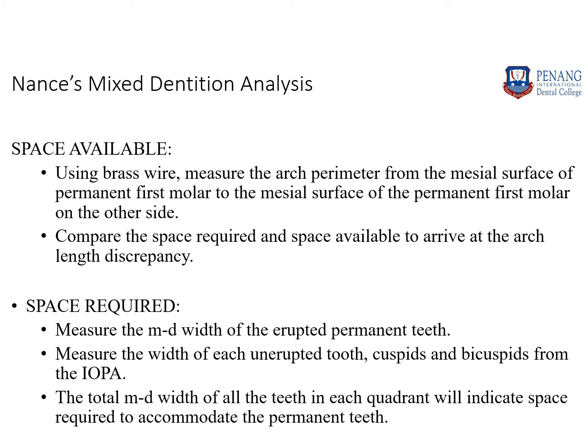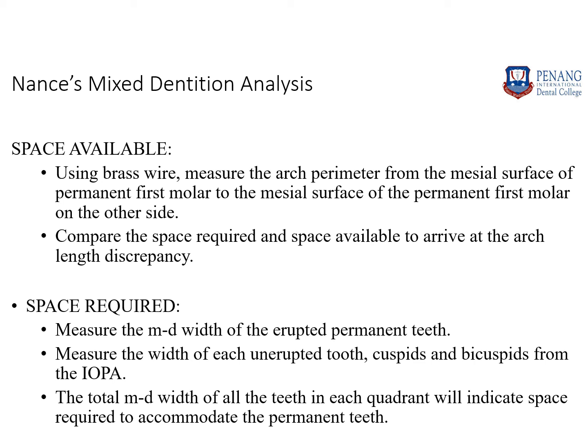These are the two measures you have to find out. So you will use a brass wire as in arch perimeter analysis and measure the arch perimeter from the mesial surface of the first permanent molar to the mesial surface of the first permanent molar on the other side. That is from one permanent molar in the right quadrant to the left quadrant, and compare the space required and space available to arrive at the arch length discrepancy as you did in arch perimeter analysis.